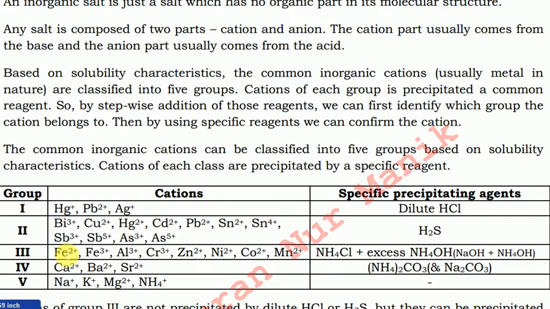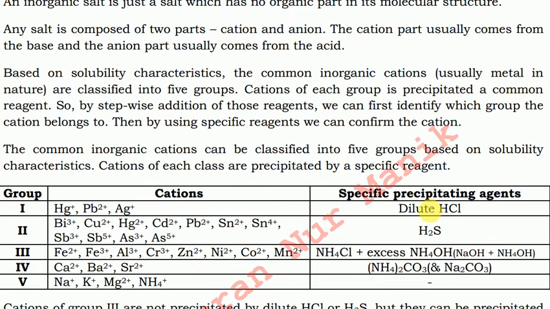Now today we are going to talk about the identification of group 3 cations. You know that we have to take the sample solution for the detection of group 3 cations. At first we have to take the sample solution, then we have to add dilute hydrochloric acid to that sample solution.